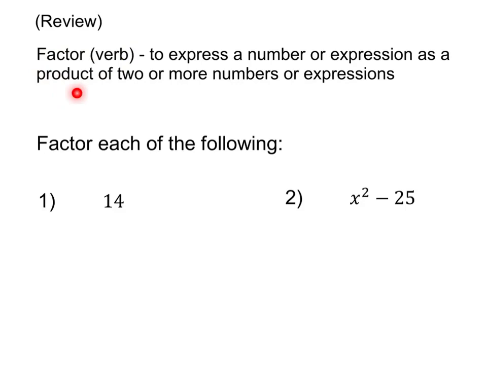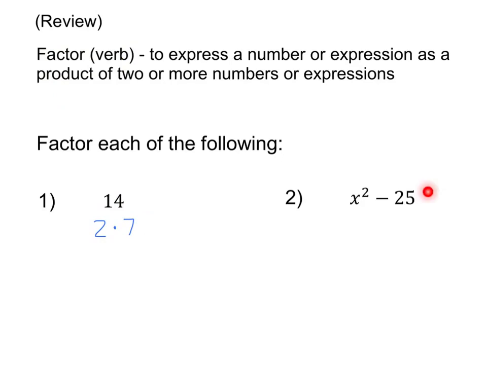So if I asked you to factor the number 14, I'm asking you to rewrite this as a multiplication problem. And obviously we can rewrite 14 as 2 times 7. So 14 is the same thing as 2 times 7, and we would say that 2 times 7 is the factored form of 14.